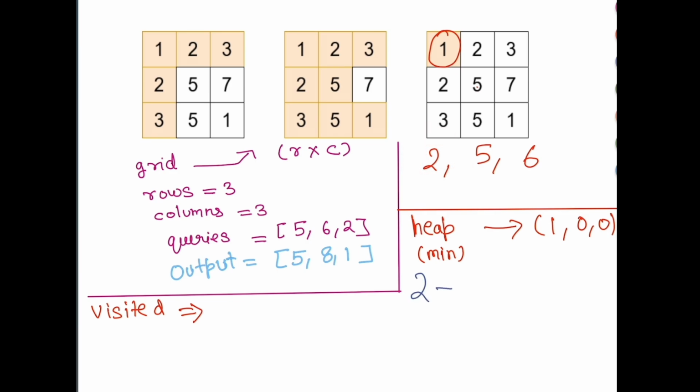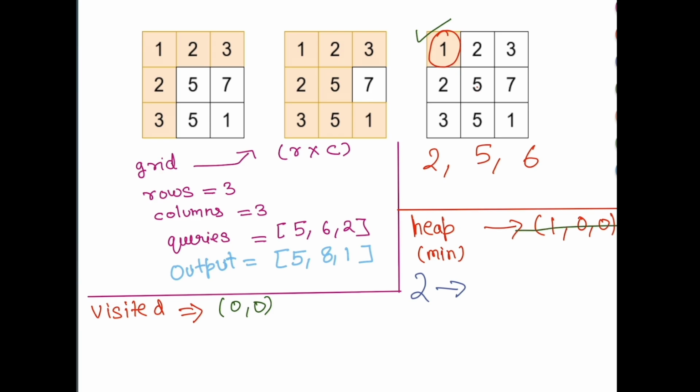So we will start with 2, and what is the first data we will get from our heap? The value of this data is 1, and we know that 1 is less than 2, and 2 is our query. So this particular cell is going to be part of our answer, right? And once we know that this is going to be part of our answer, we will say the cell 0 comma 0 is visited, and this will be removed from our heap.